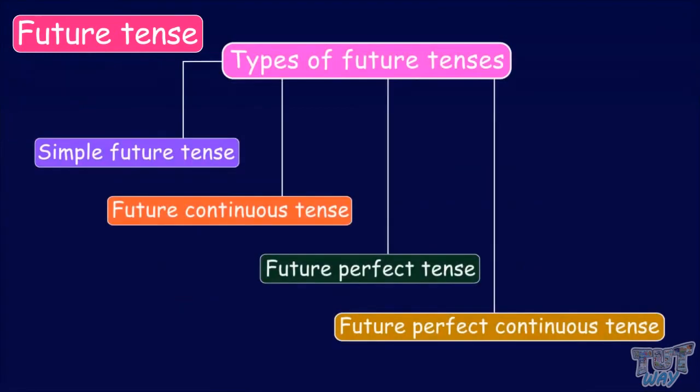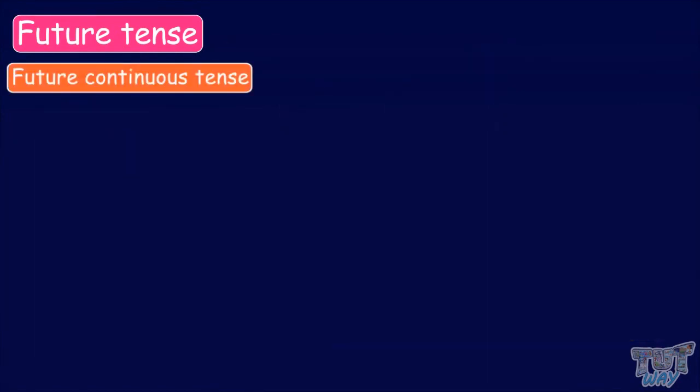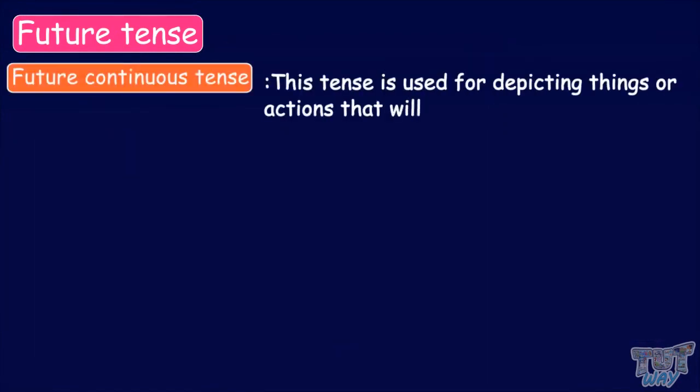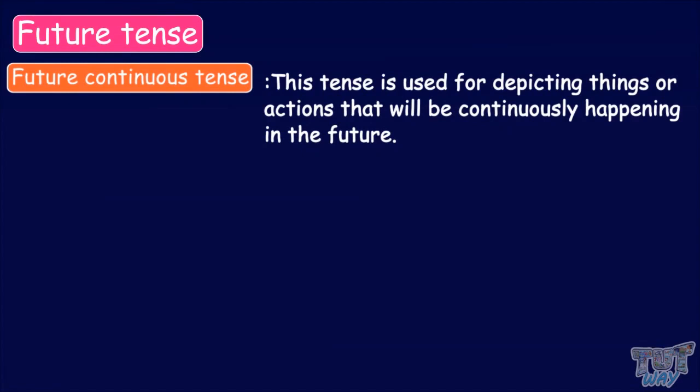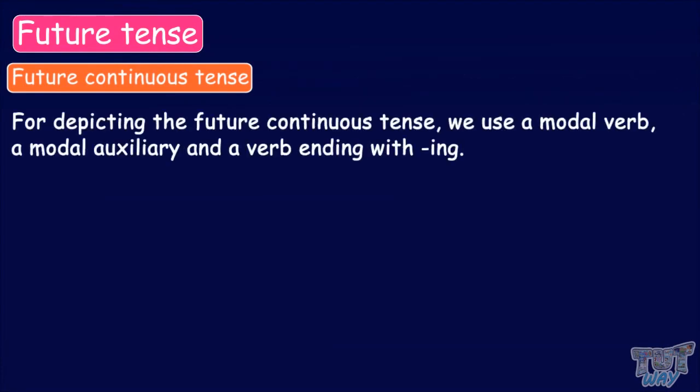Second type of future tense is future continuous tense. This tense is used for depicting things or actions that will be continuously happening in the future. For depicting the future continuous tense, we use a modal verb, a modal auxiliary, and a verb ending with ing.